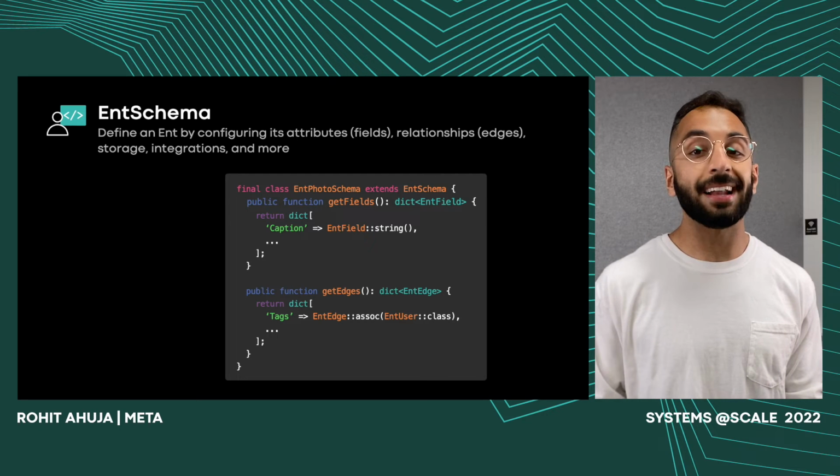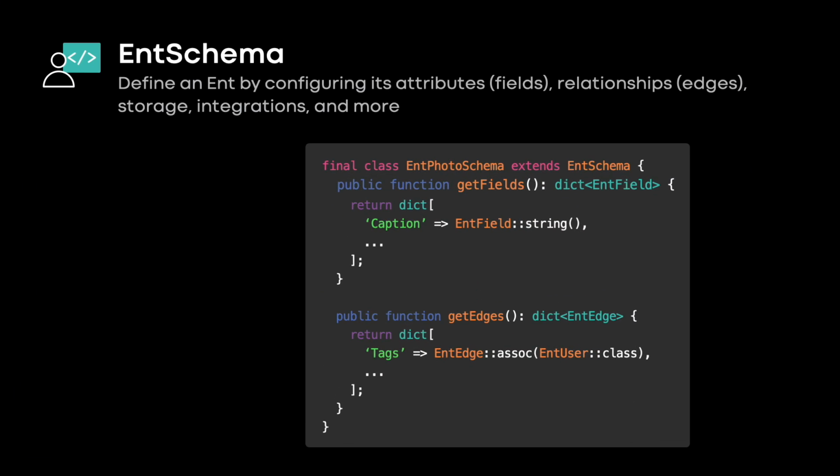An ent schema is kind of the center of it all. It's where you define the attributes of your ent, its connections or relationships to other ents, and other details like where it'll be stored and whether it allows writes. It's a structured and configurable class that tells us what our data represents and what it's connected to.